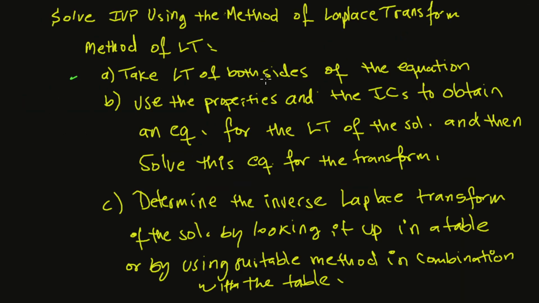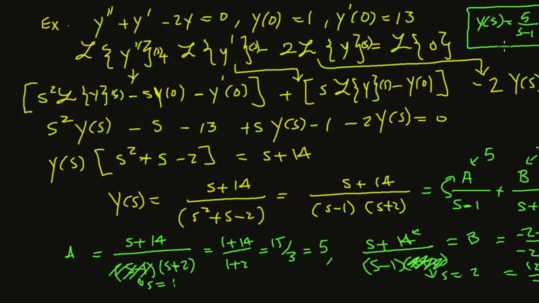So take the Laplace transform of both sides of the equation. Use the properties and the initial conditions to obtain an equation for the Laplace transform of the solution, and then solve this equation for the transform. Determine the inverse Laplace transform. So now we're going to go into that. Determine the inverse Laplace transform of the solution by looking it up in the table. So that's where we are now. We'll apply the inverse Laplace transform on that.